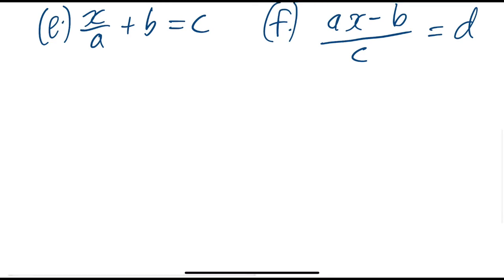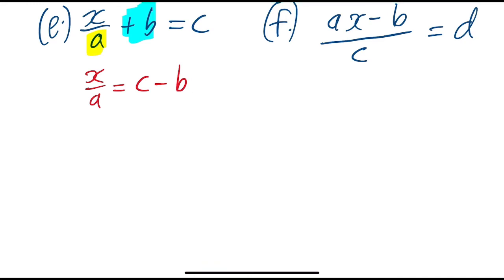In E, a similar example, just slightly different. Here we have x over a plus b equals c. So the first thing that's happening to my x is it is being divided by a. The next thing is we are adding b. So the last thing we did there was add b. So we'll leave our x over a where it is. And the opposite of adding b, remember, is taking away b.